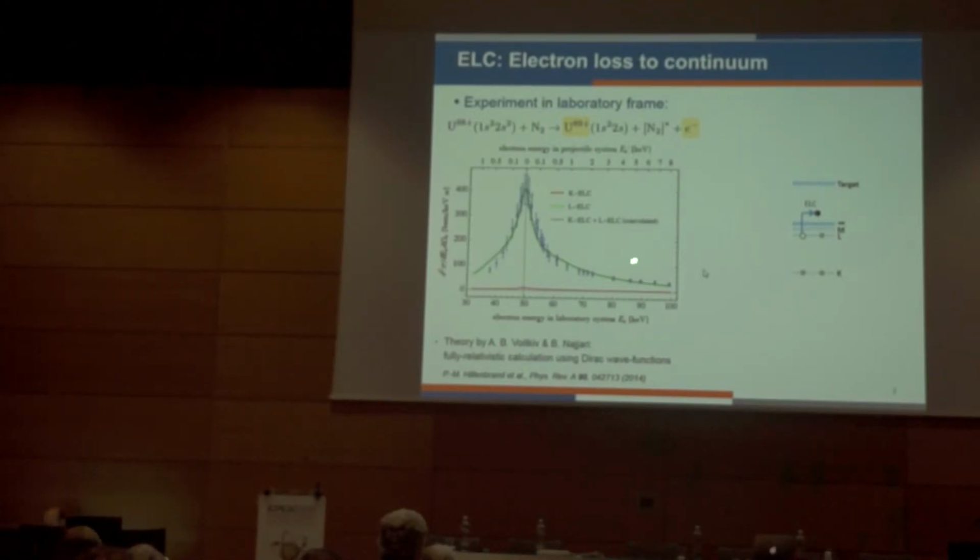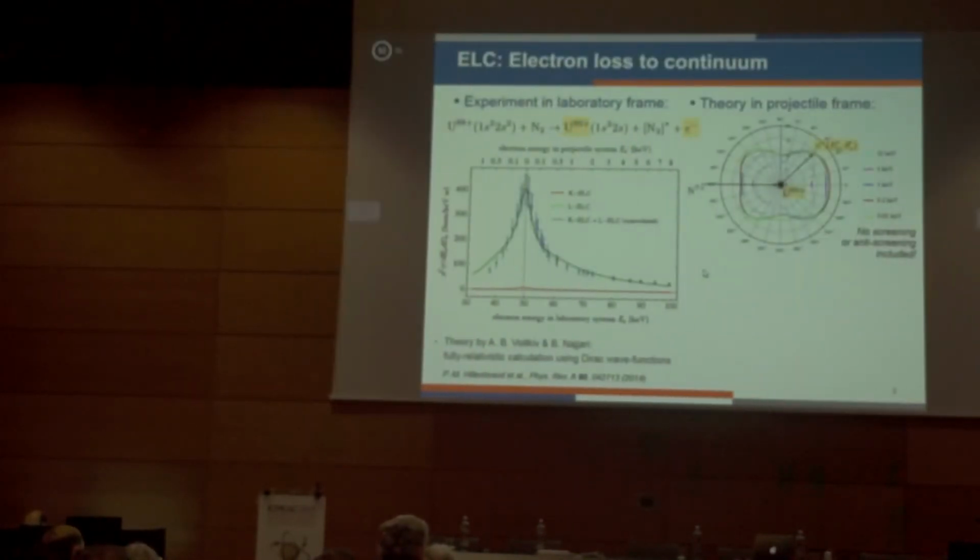The theory you see is a fully relativistic calculation using Dirac wave functions and first order perturbation for the interaction. Now it's calculated like this. The projectile is purely ionized by the nucleus of the target. So the nitrogen nucleus hits the projectile and an electron is emitted, and then you get a double differential distribution of the electrons that you have to convert from the projectile frame into the laboratory frame to get this distribution. The target electrons do not play a role in this calculation.